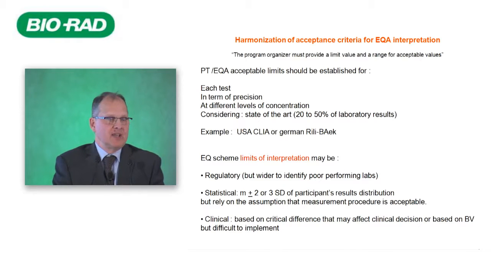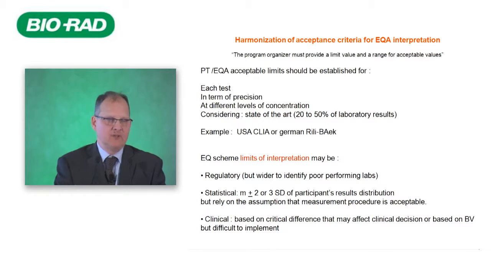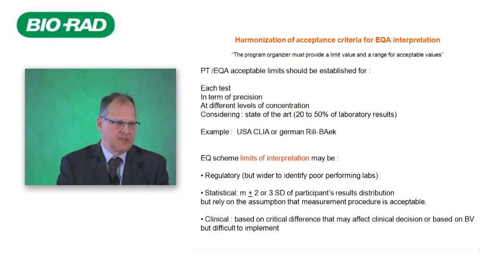What could be harmonized? We could try to harmonize the acceptance criteria for EQA interpretation. Since the program organizer may provide a limit value or a range of acceptable values, this value could be established for each test. In terms of precision, considering the state of the art, for example, 20 to 50% of laboratory result. Such a way is chosen by American or German recommendations.